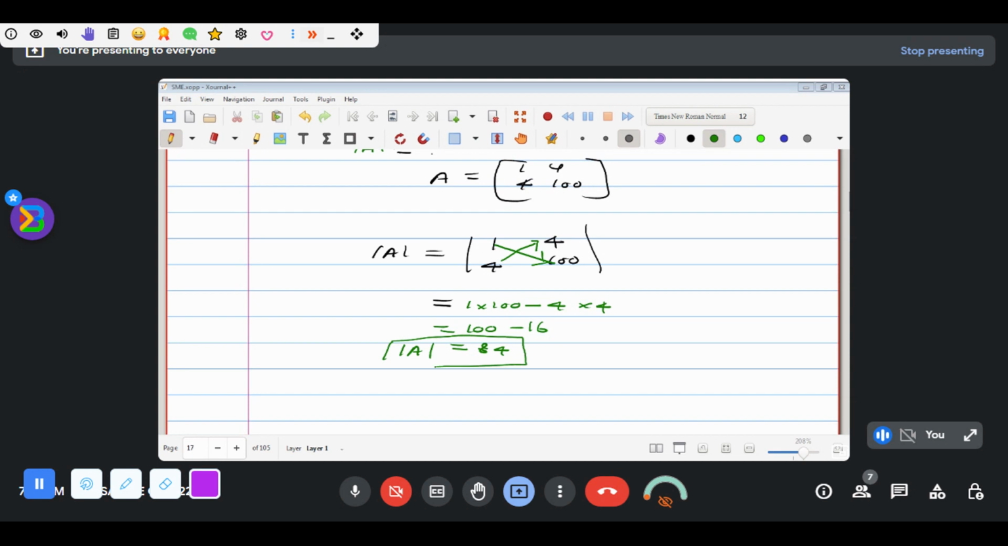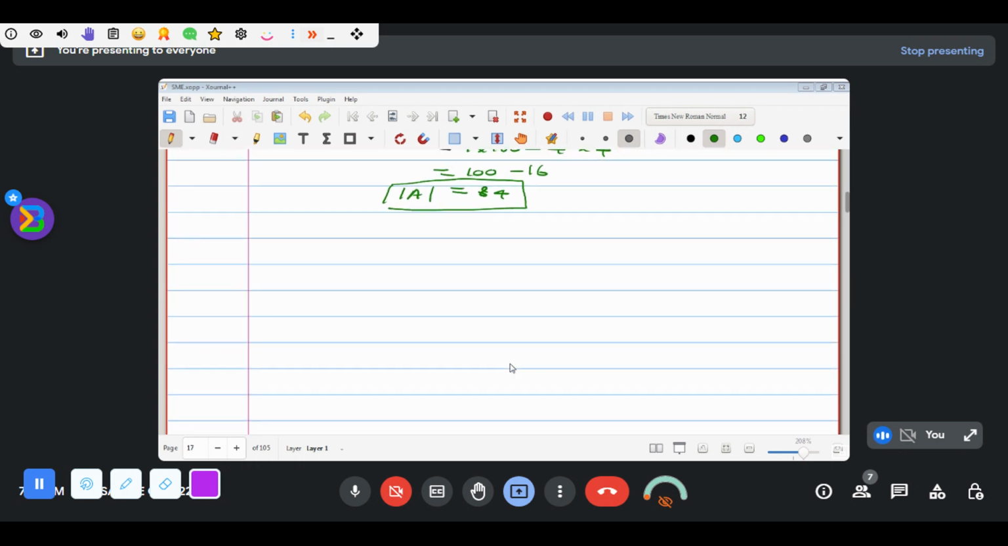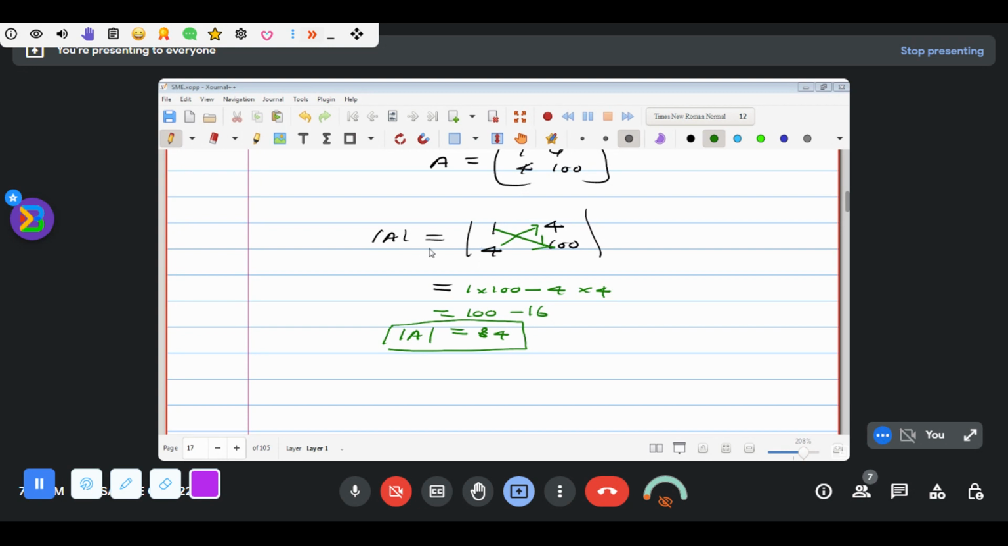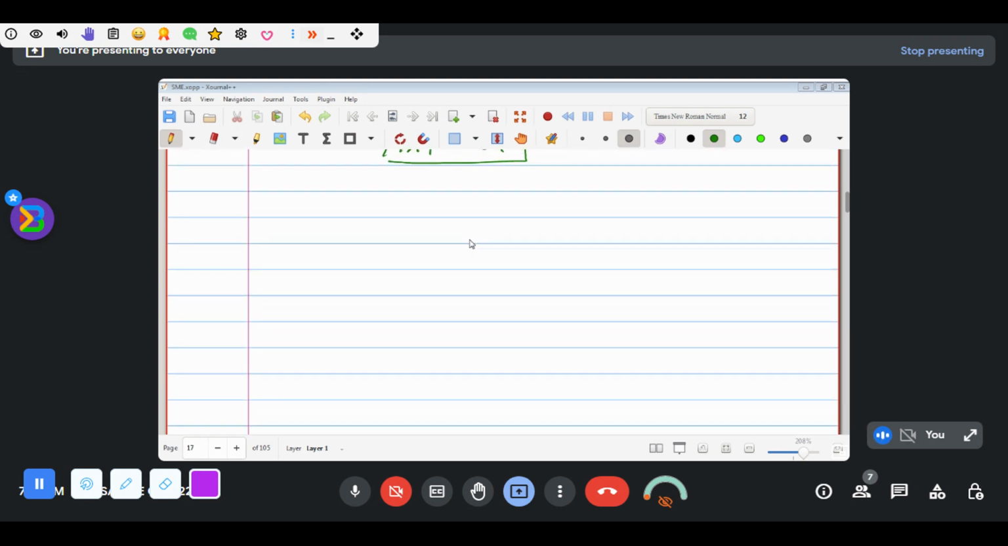This concept involves a 2 by 2 matrix. Suppose it is a 3 by 3 matrix, how do we calculate? Next I am using the 3 by 3 matrix. I give another example: the 3 by 3 matrix with rows 1 -1 4, 3 2 -1, and 2 1 -1. This is a 3 by 3 matrix.